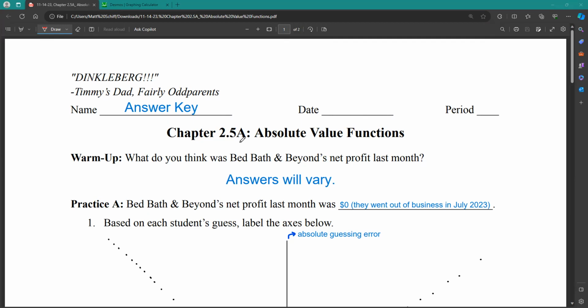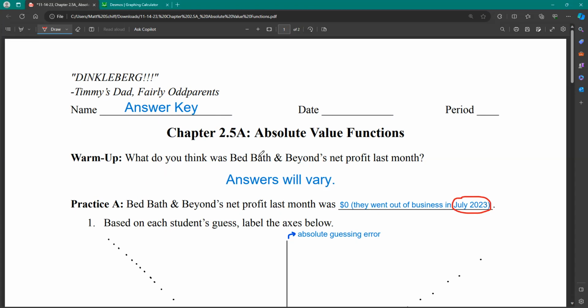So I actually used to work for Bed Bath & Beyond. They were a retail store selling all kinds of stuff, bedding, bath, and beyond, and toys and all that stuff. But they have since gone out of business. In July of 2023 they filed for bankruptcy, and now they are owned by Overstock.com.